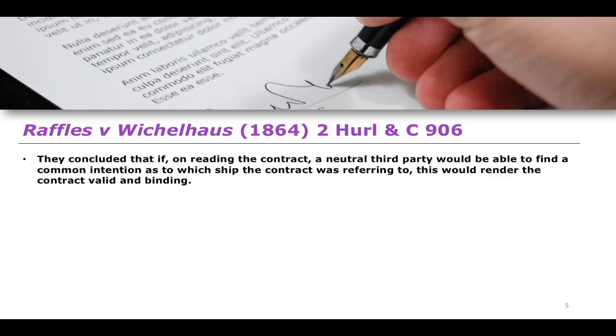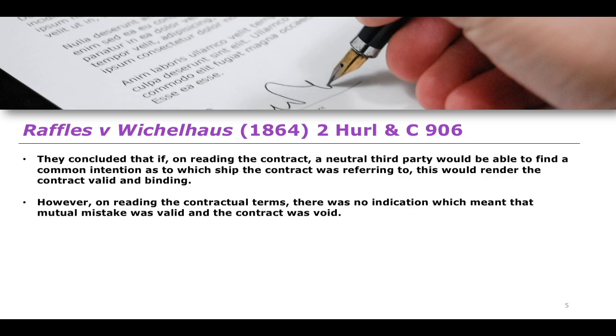So if you take a neutral third party and you get them to read the contract, and they can come to a conclusion as to what the contract is referring to, then this common intention would therefore render that contract binding, and whoever was wrong in that instance would have to pay damages by way of breach, because they have breached that contractual arrangement.